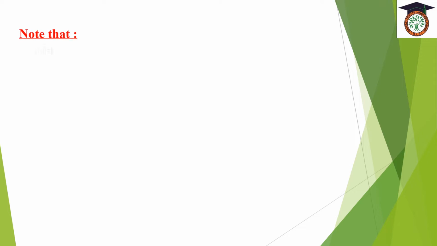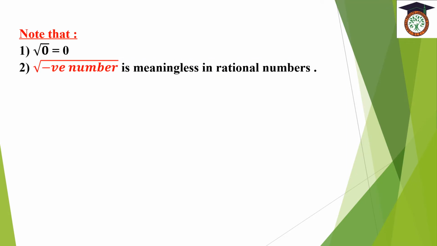Note that, number 1, square root of 0 equals 0. Number 2, the square root of a negative number, where the negative number is under the square root, is meaningless in rational numbers. Number 3, the square root of a power 2 equals the absolute value of a, which equals a.